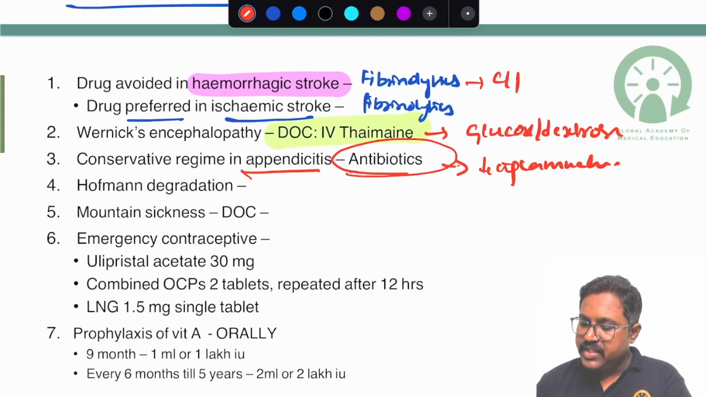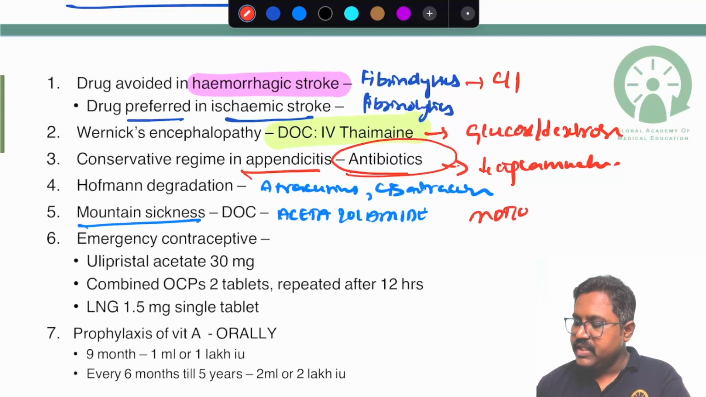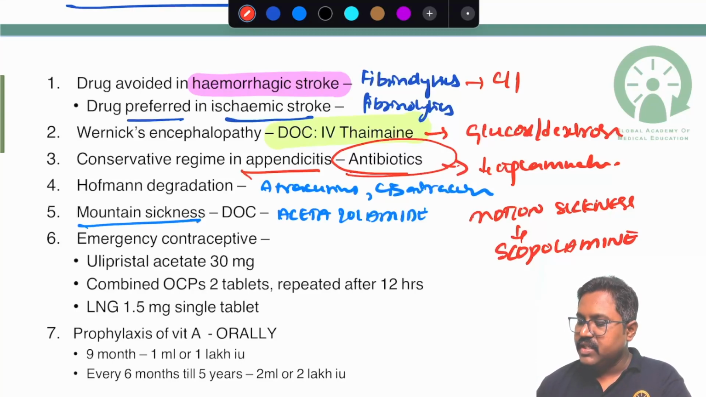Hofmann elimination is seen with atracurium and cisatracurium. For mountain sickness, the drug of choice will be acetazolamide. What will be the drug of choice for motion sickness? The drug of choice will be scopolamine, also called hyoscine, in the form of transdermal patches.